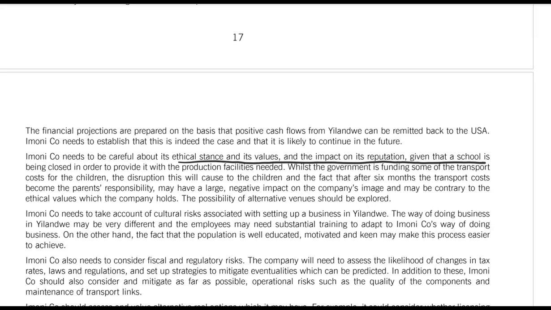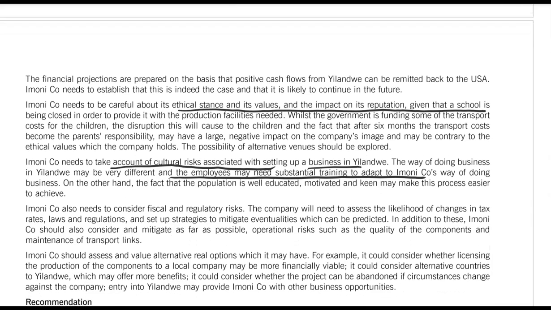A mining company needs to take account of the cultural risk associated with setting up a business, the way of doing business, and obviously the employees may need substantial training to adopt the mining company's way of doing business. The company should consider these points as well.